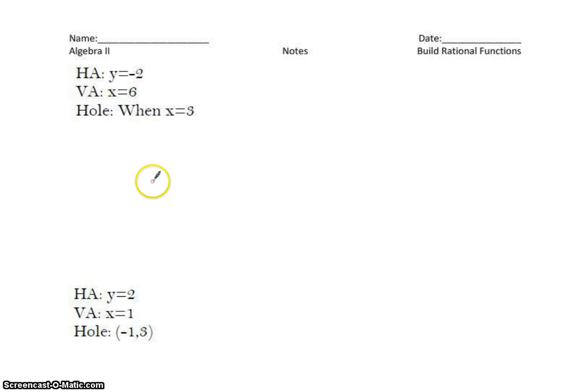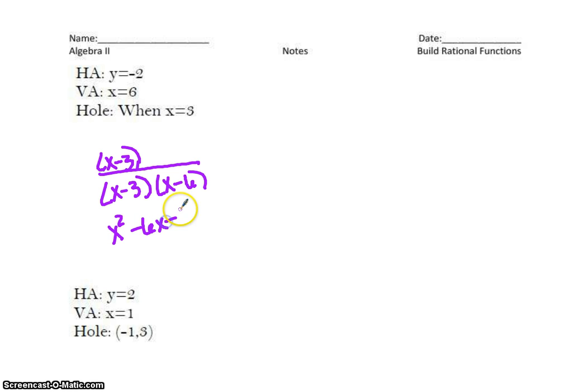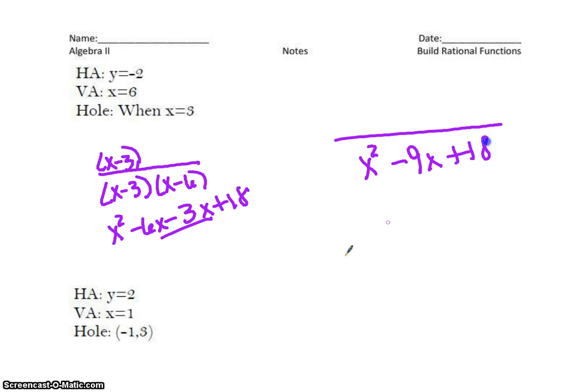Okay, we're going to have holes as well. A hole, remember, has to be in the top and the bottom, so it'll cancel out. So we're going to have an x minus 3 in the top and the bottom, and it would cancel and make a hole. I also have a vertical asymptote at x equals 6, and so that would be x minus 6. So you need to multiply the bottom, and this becomes x squared minus 6x minus 3x plus 18. So combine the two in the middle, and you get x squared minus 9x plus 18.